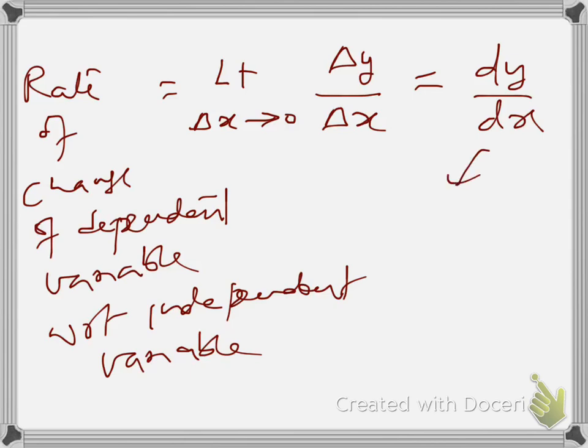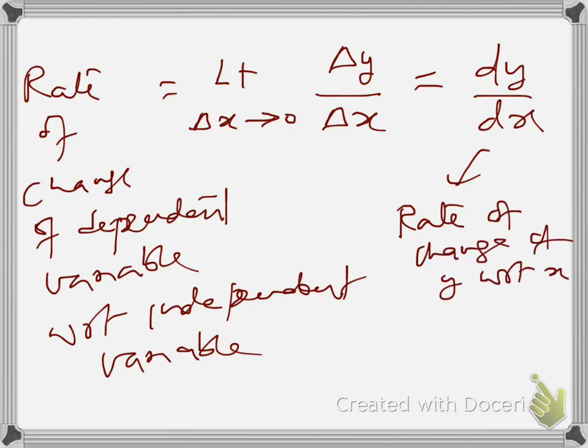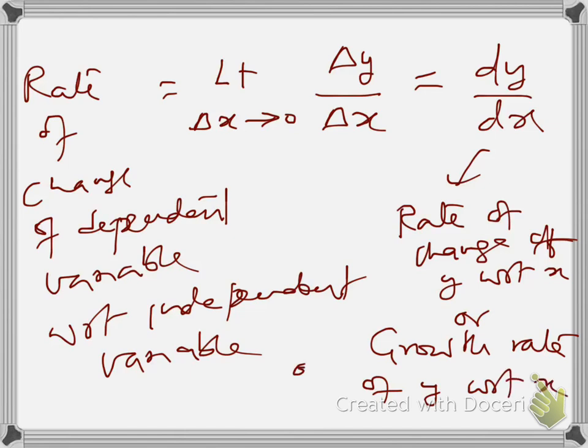So this is the rate of change of the dependent variable with respect to the independent variable, or the rate of change of y with respect to x, or the growth rate of y with respect to x. Now I am introducing the term which people use in mathematics: the derivative of y with respect to x. Rate of change is also called the derivative of y with respect to x, or some people call it differentiation of y with respect to x. So rate of change, growth rate, derivative, differentiation, all are the same. Just to confuse you, people use different terms, but they are all the same.